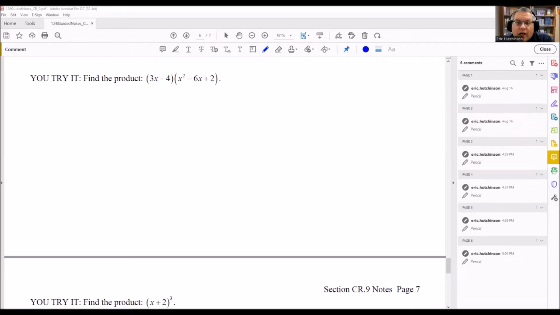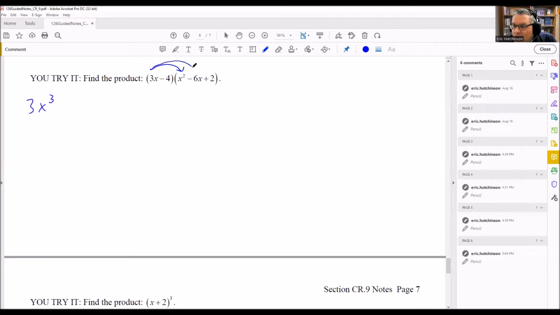All right, so whenever you have a binomial and you're multiplying it by a trinomial, like this problem we have here, what you're going to do is take the first thing times everything inside the parentheses, and then take the second thing times everything inside the parentheses. So if we follow the arrows on this, we're going to do 3x times x squared first. When you multiply, that's x to the first power, and you have x squared, which means it's going to be x to the third when you add the exponents.